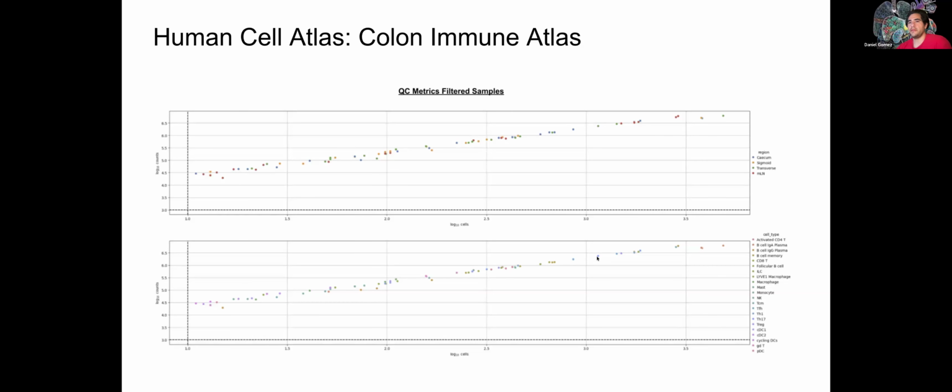Lastly, I want to show the QC metrics of filtered samples, where we get the log10 counts in cells for the organs on top and then the cell types on bottom. So we can see that both of these are continuously going up with each region, such as the cecum, sigmoid, transverse, and mesenteric lymph node. And then for each cell type, the different cell types that I went over with LIANA.